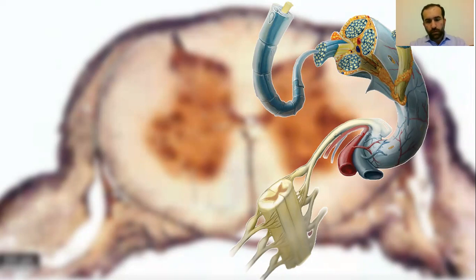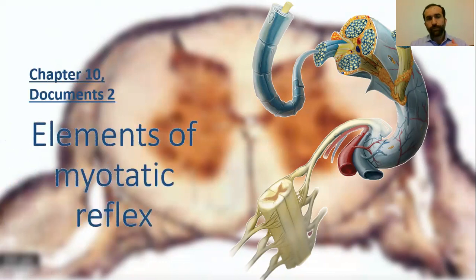We're still in the nervous system part in the matter life science, for the LS section. Now we will continue with chapter 10, which treats the myotatic reflex. We will continue with document 2 of this chapter 10, that will take us to the treatment of the elements of the myotatic reflex.